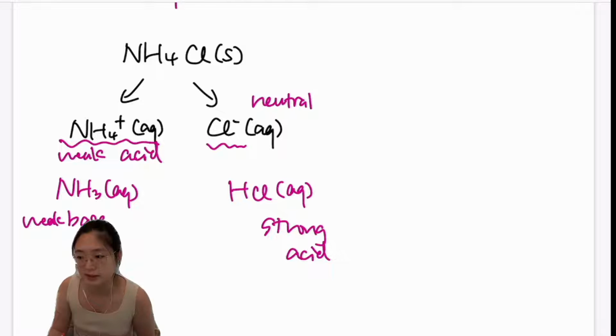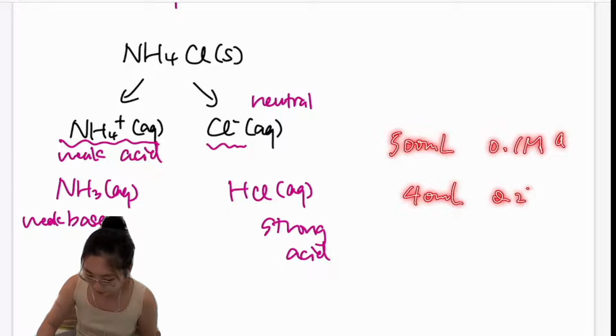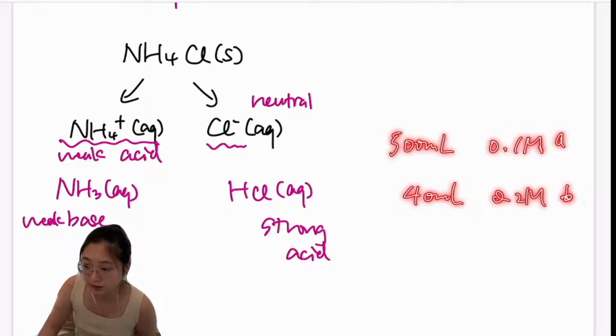When do we use an ICE table? When there's an equilibrium going on, and let's say acid and base are reacting, and you have, let's say, 500 milliliters of whatever concentration of the acid, and 400 milliliters of whatever concentration of the base, and then it's asking, what's the pH of the product? Then I need to use an ICE table to determine what I have for the product.